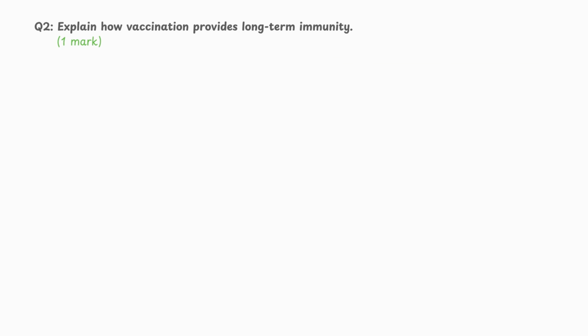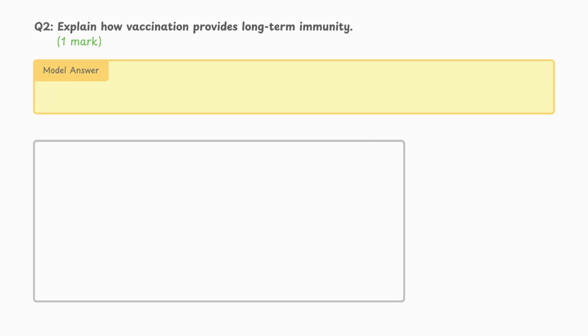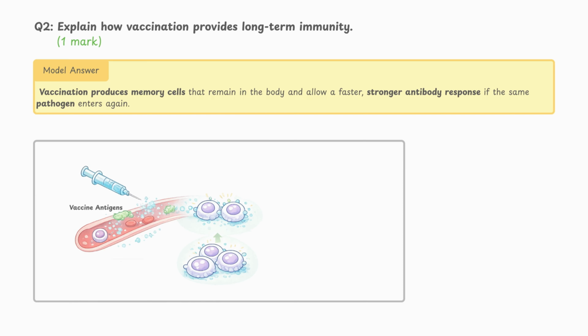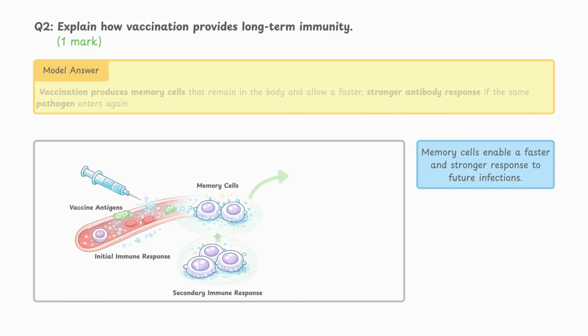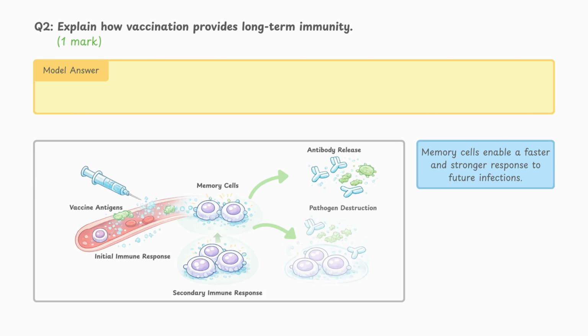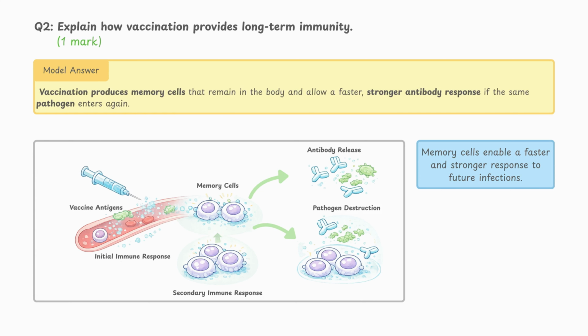Question number 2. Explain how vaccination provides long-term immunity. Vaccination produces memory cells that remain inside the body after the initial immune response. If the same pathogen enters again, these memory cells trigger a rapid secondary response. Large amounts of antibodies are produced quickly, destroying the pathogen before symptoms appear. Answer: vaccination produces memory cells that remain in the body and allow a faster, stronger antibody response if the same pathogen enters again.